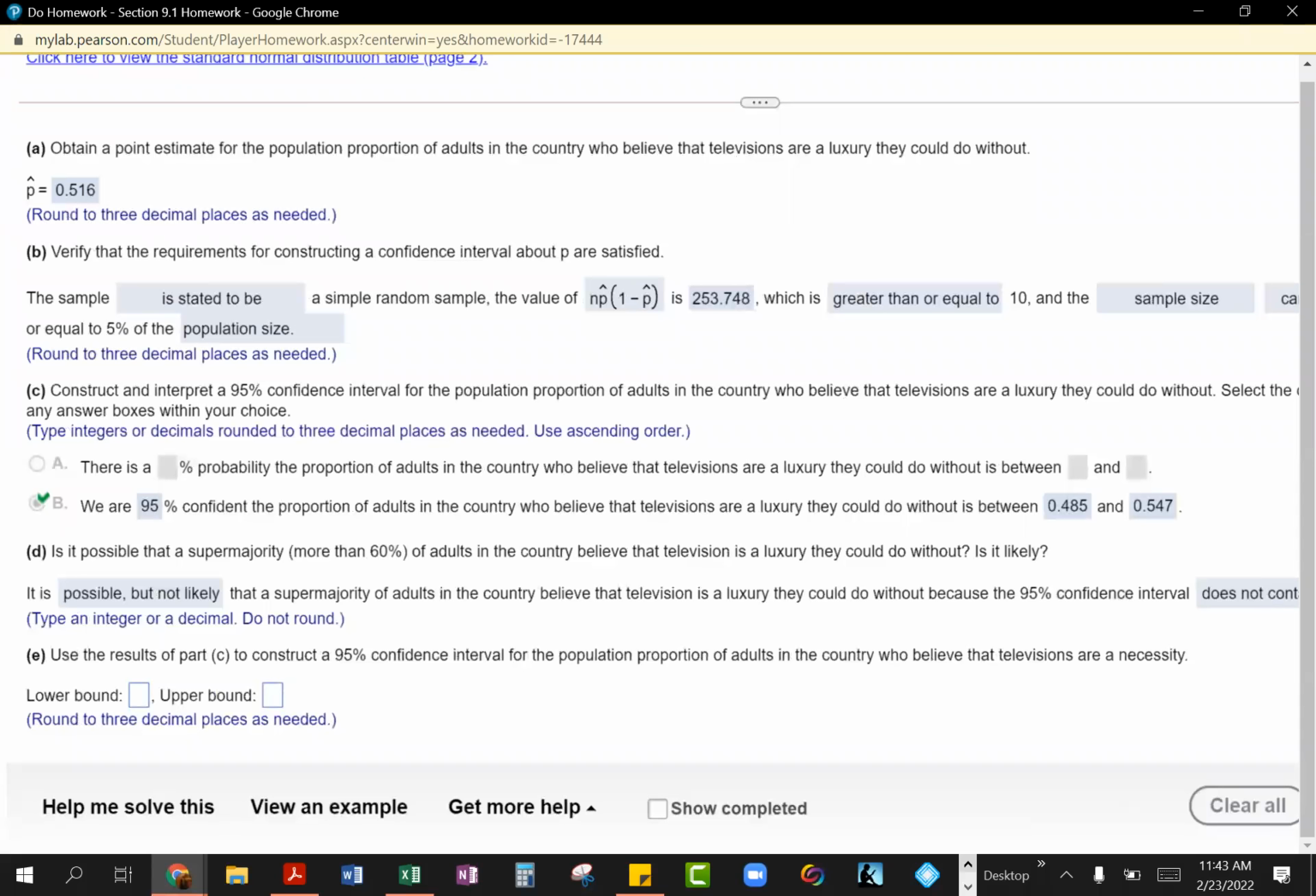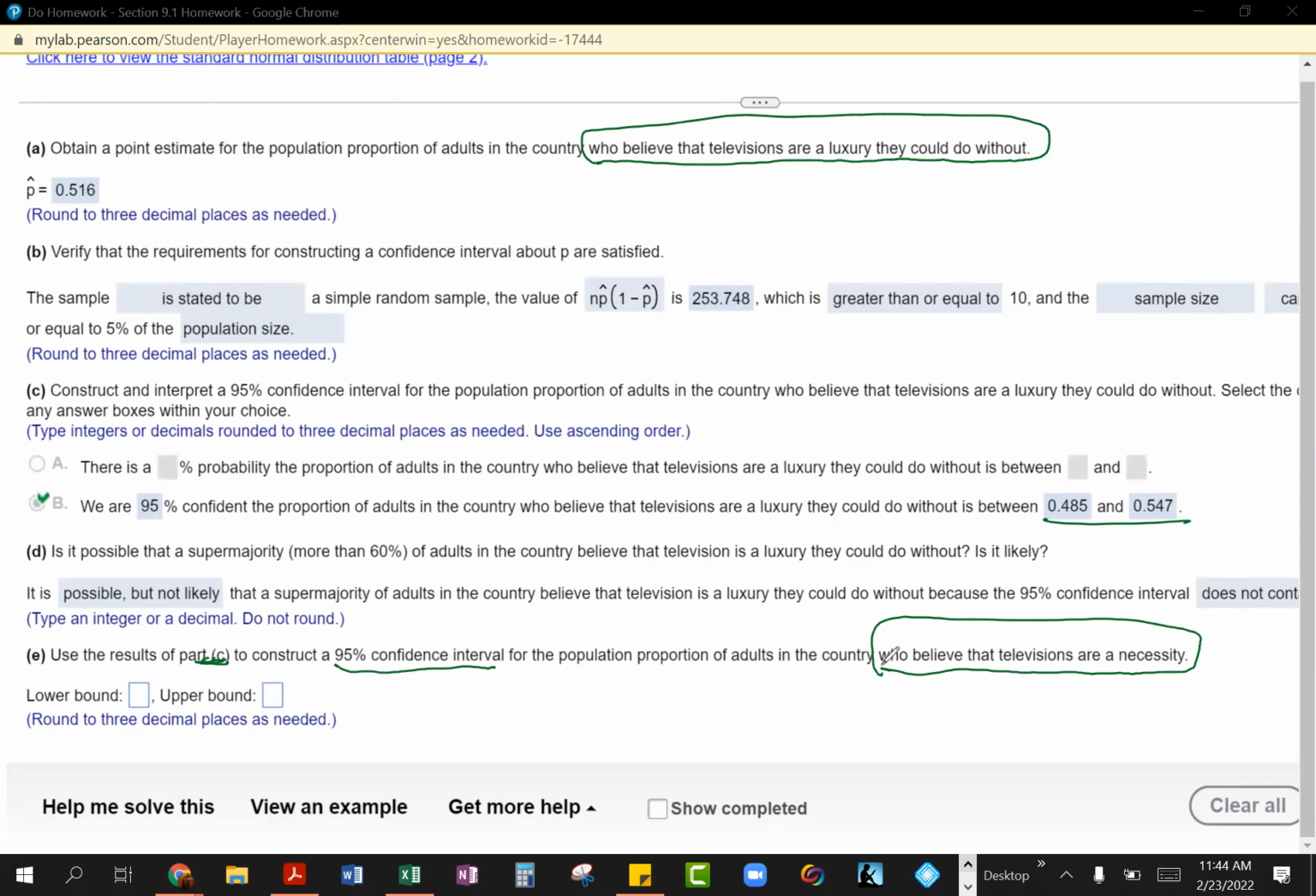Now, the last part here is actually asking you to use the results from part C. So that's going to be these answers here to construct a 95% confidence interval, but this time the confidence interval for the population proportion of adults in the country who believe that televisions are a necessity. So remember, up until this point, we were doing this for people who believe that televisions are a luxury they can do without. But now we're saying this is for people who believe that television is a necessity.